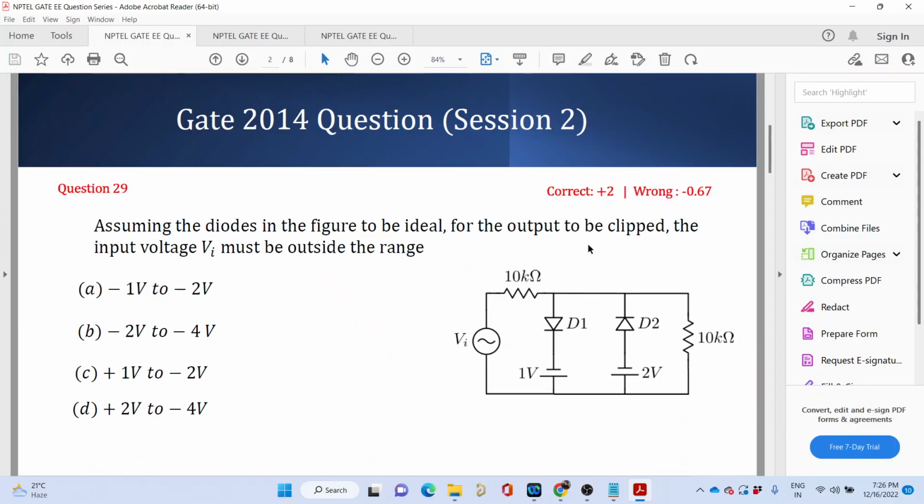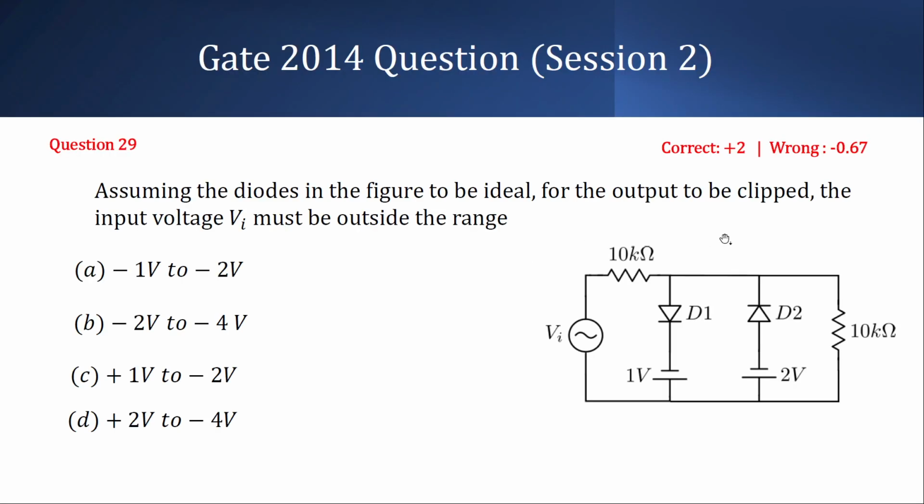So a clipper circuit has been given to you. You can see the circuit on the slide. It has been asked, at what condition will the output voltage, the voltage across this, be clipped? That would be at minus 1 volt or minus 2 volt. What must be the range of the input voltage so that the output voltage taken across this is clipped? That is the question. These are the options that have been given to you. Is the question clear to everybody?